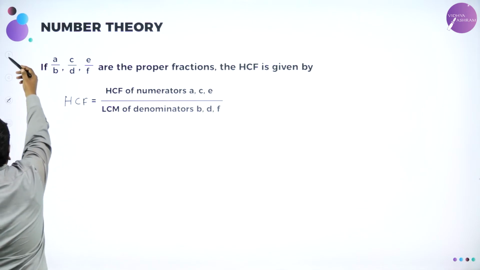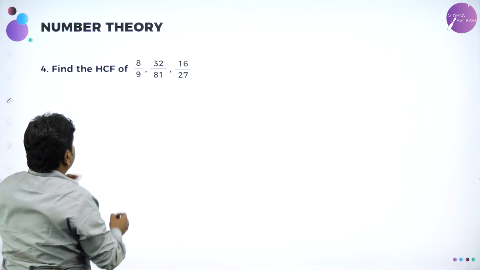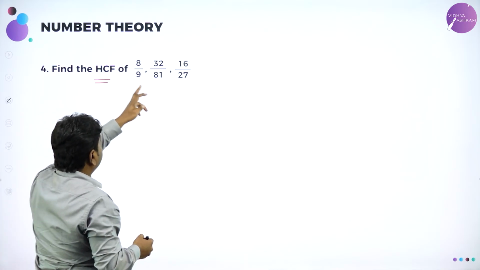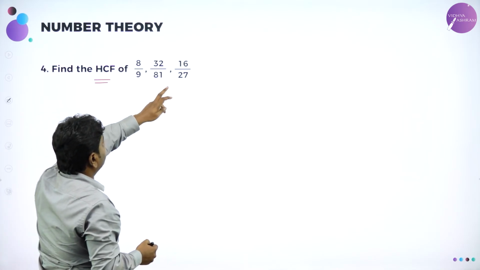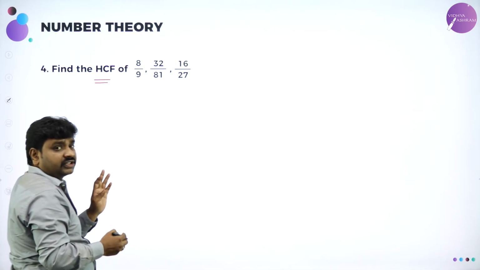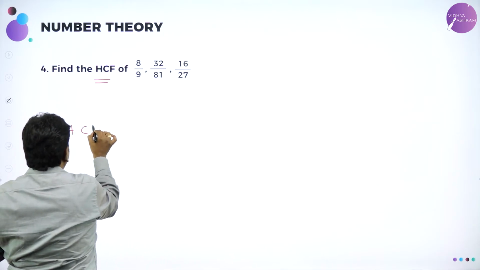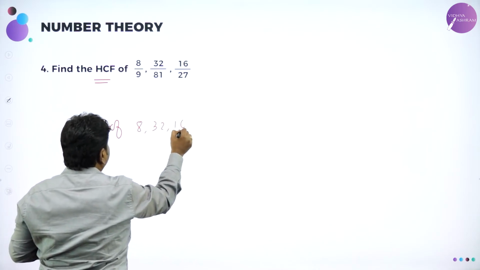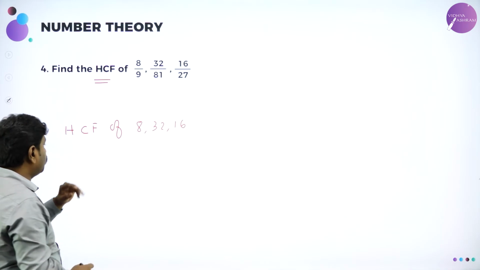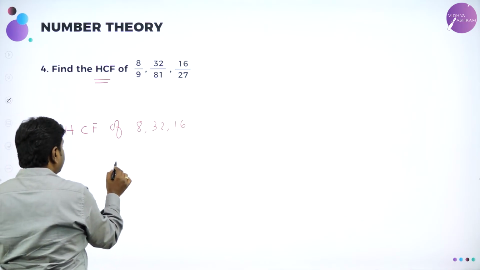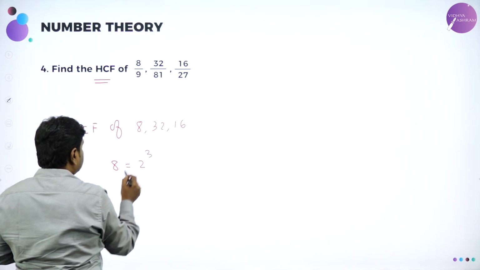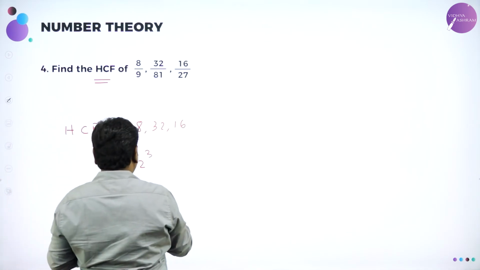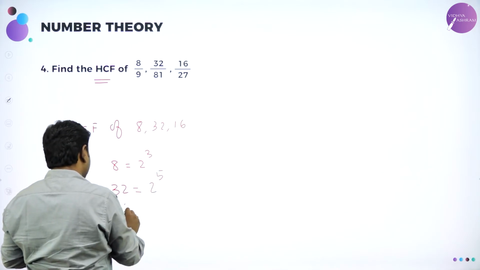Now, going ahead. So now they want HCF of 8 by 9, 32 by 81, 16 by 27. First find HCF of 8, 32, 16. How to find HCF of three numbers? Do prime factorization method. So 8 can be written as 2 cube, 32 can be written as 2 power 5 and 16 can be written as 2 power 4.